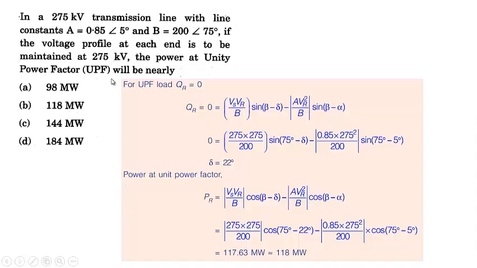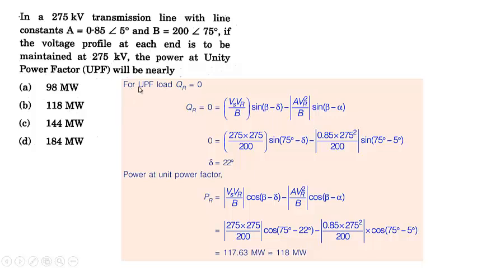Now one more question. This is related to power flow. So in a 275 kV transmission line, with line constant A equal to this and B equal to this, if the voltage profile at each end is to be kept at 275 kilovolt at unity power factor, we need to find out the power at unity power factor.